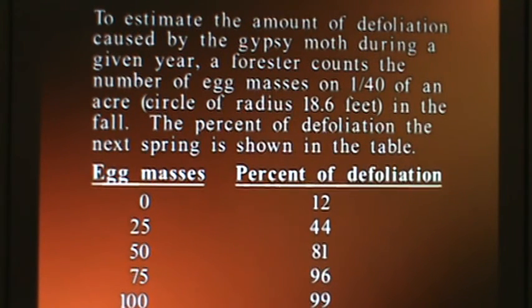Now, the percent of defoliation the next spring is shown in the table. So we have, with no egg masses, there is still 12% defoliation. With 25 egg masses, 44% defoliation, and so on. So that's what this all means. The purpose of this is for us to take a look at the scatter plot and choose a model. And it's a rather interesting pattern.